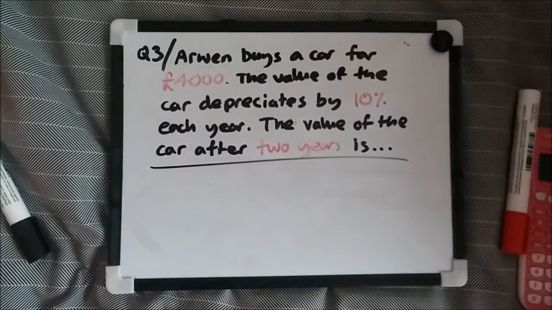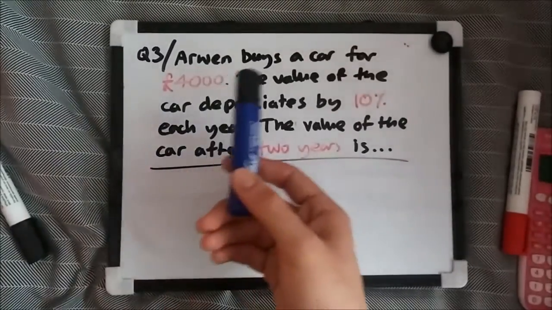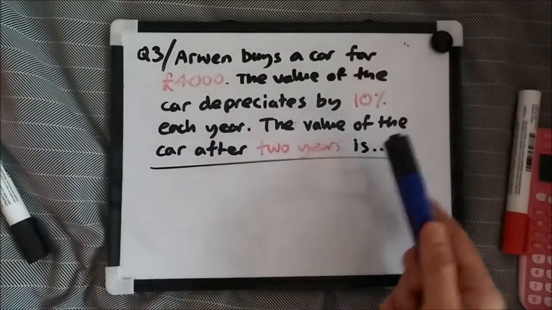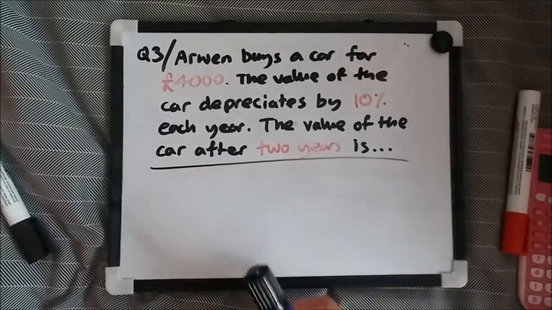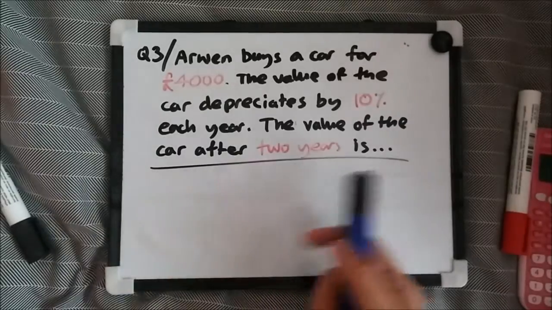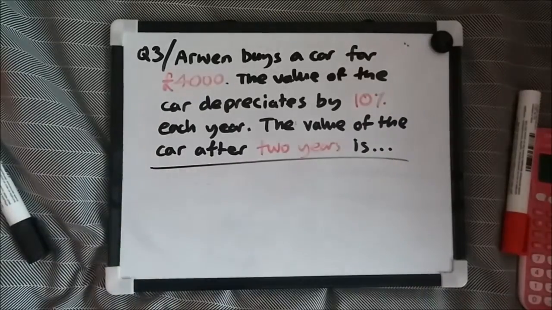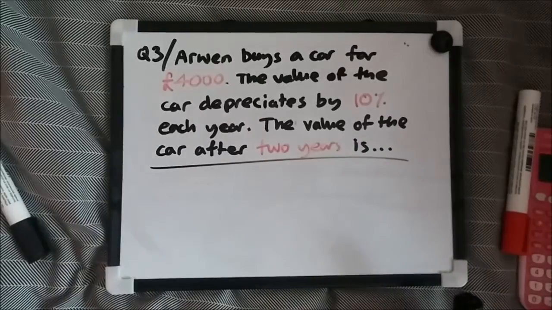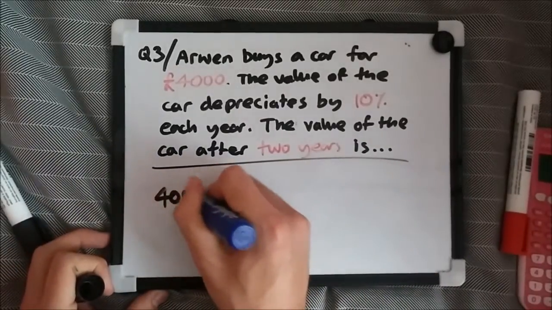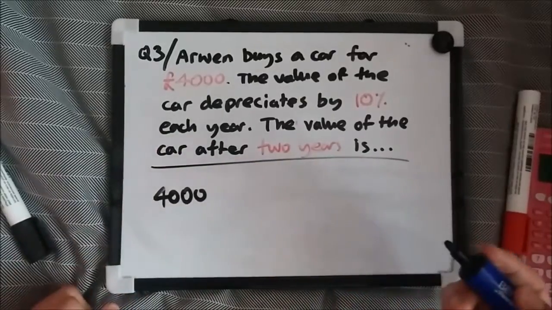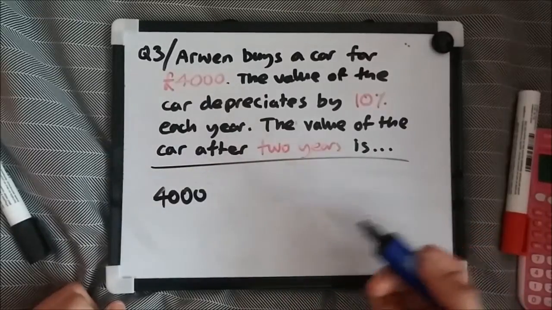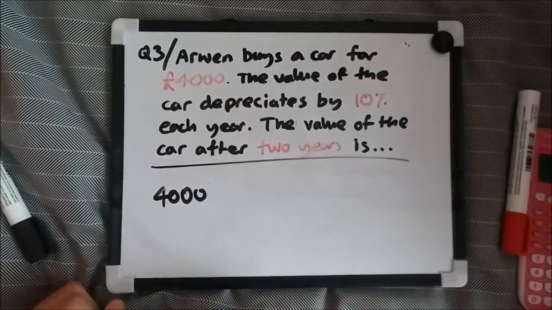Alright guys, question number 3. So Arwen buys a car for £4,000. The value of the car depreciates by 10% each year, so it's going down every year by an amount of 10%. The value of the car after 2 years is... The question is quite clear. Our car initially cost £4,000, and we want to decrease it by an amount equivalent to 10% of the car for the first year, and then in the second year, 10% of the next amount to get our final solution.